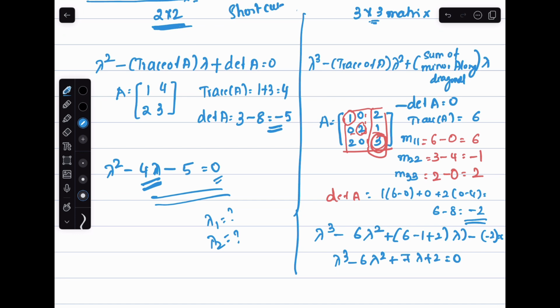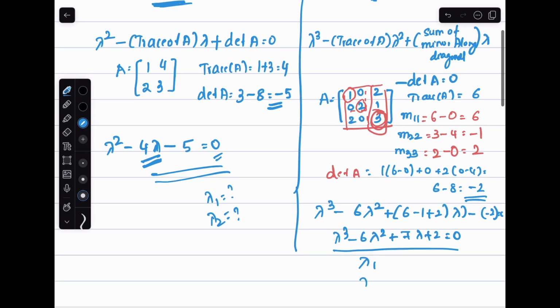So this is the way you find the characteristic equation, and through this you can find lambda 1, lambda 2, lambda 3. I need the answer in the comment box. You can leave the answer in the comment box. You can use a scientific calculator and find the roots.